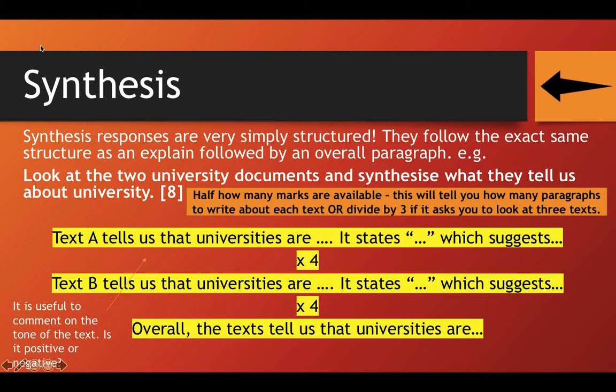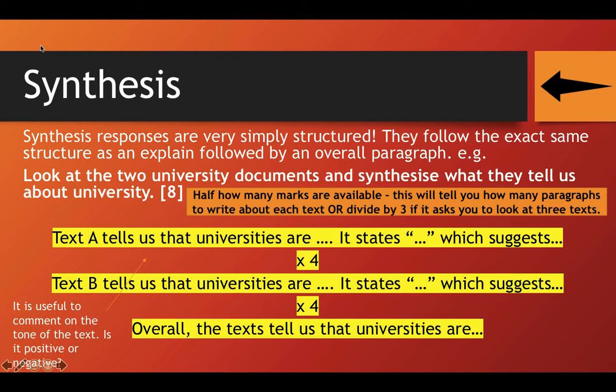So this one in particular says, look at the two university documents and synthesize what they tell us about university. It's worth 8 marks, which when you're writing about two texts, you can divide, and means you've got to write 4 paragraphs on the one, 4 paragraphs on the other, and then we add an overall at the end. So we've got text A tells us the universities are, what it states, so a little bit of evidence, and what that suggests. So essentially it's a very similar structure to the explain structure, but about more than one text.